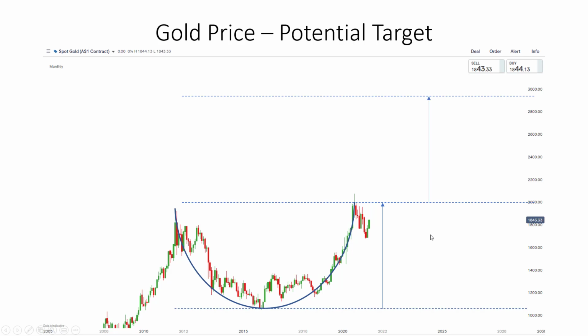Now, you would only use the entire cup height in very bullish scenarios. So if this cup and saucer pattern does eventuate, if there's very strong volume and a very strong surge through that previous resistance level of 2000, then potentially you could have a price target all the way through to just under 3,000 US dollars.